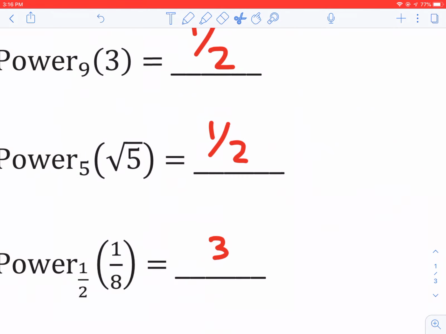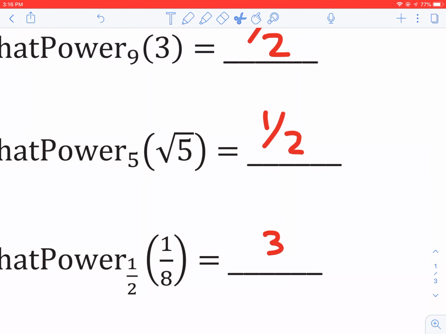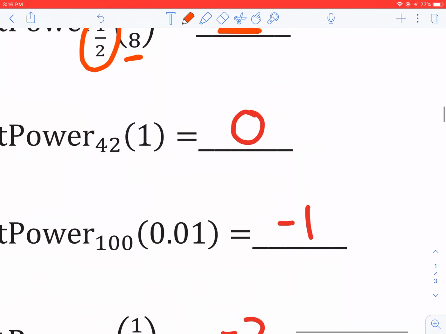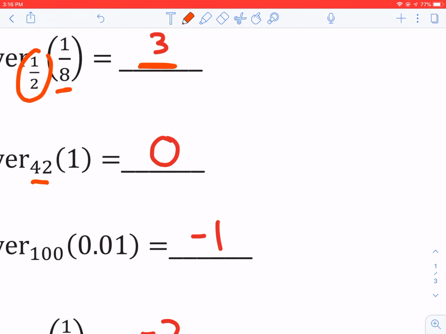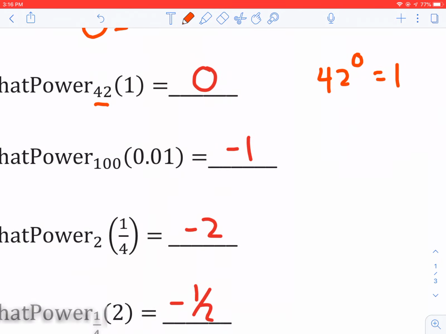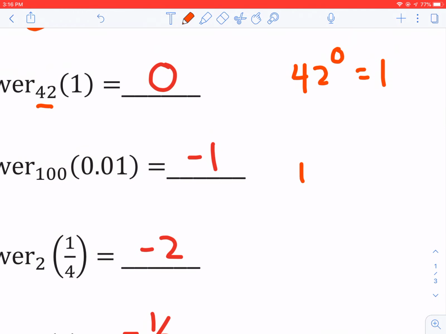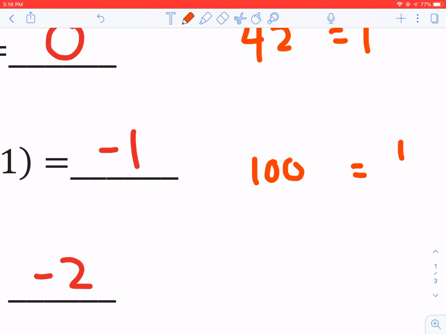Same thing here. 5 to the half is the square root of 5. A half cubed is 8. 42 to the what power is 1? Well, we know any number raised to the 0 power is equal to 1. 100 raised to the what power is 0.01? 0.01 is 1 over 100, by the way. So that's 100 to the -1st.